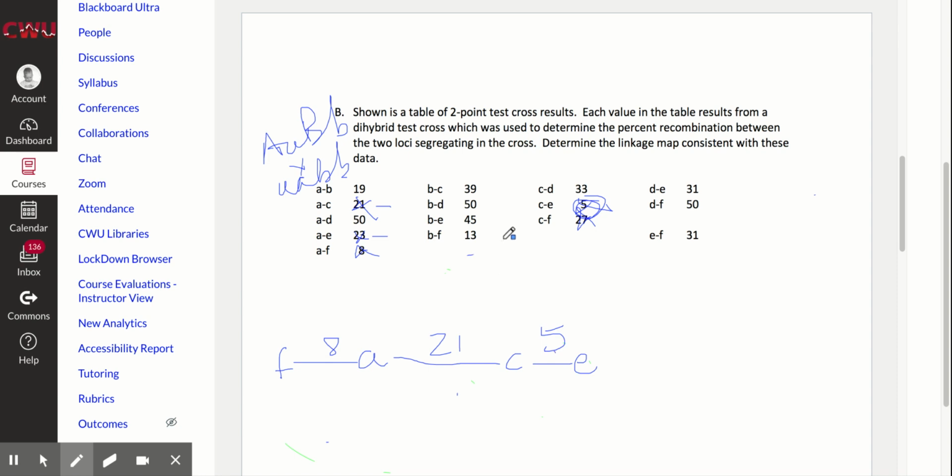Okay, so let's continue. Well, here, this B to F is 13. So A to B is 19, and A to F is 8. Yeah, I'm going to have to make a bendy map. So that's taken care of, and that's taken care of. Right, I just checked that to be here.